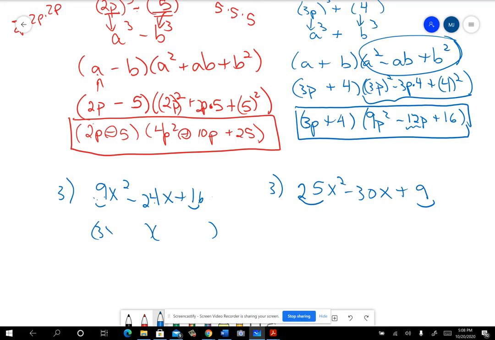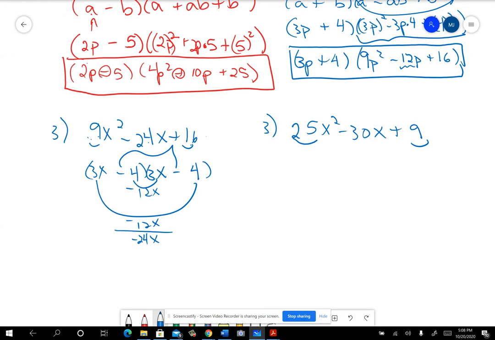Because that's a perfect square, use 3x times 3x. 16 is a perfect square, use 4 times 4. And then that would be 12x. The outside 2 would be 12x. And if I make them both negative, I would get the negative 24x I would need in the middle. And then the negative times the negative turns out to be 16 positive, like it needs to.